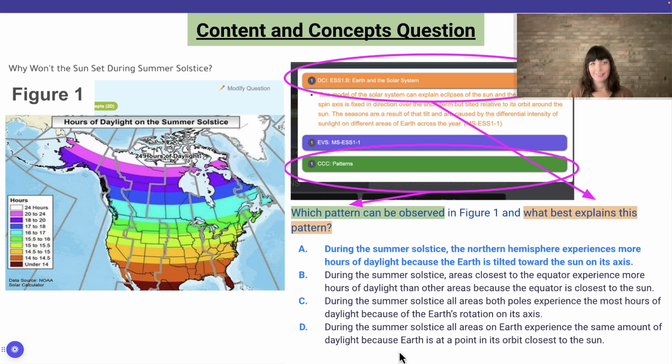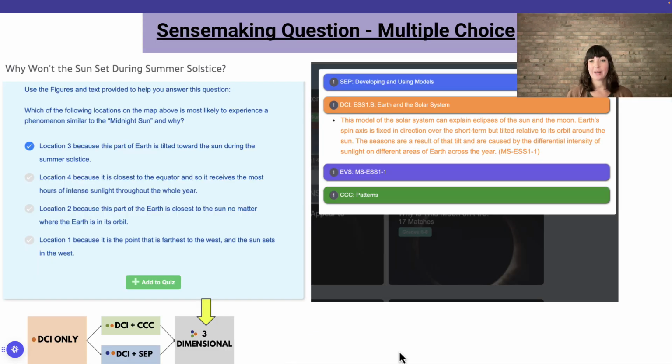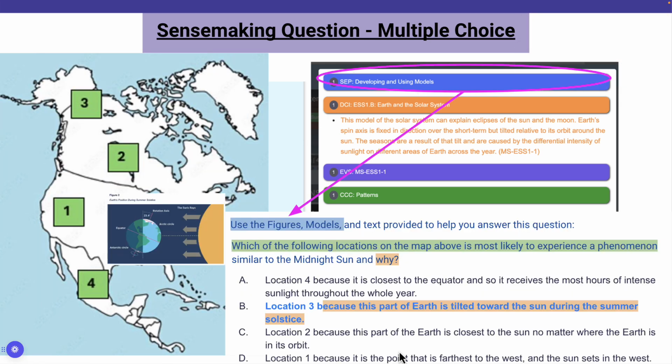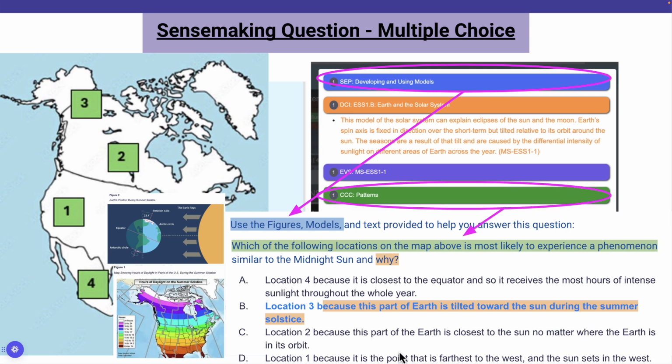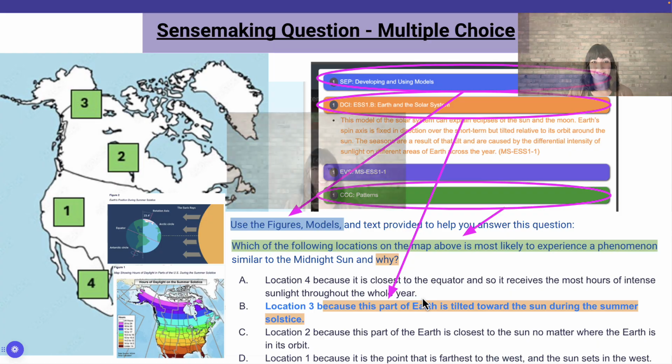Finally, three-dimensional questions require the use of content, practices, and concepts, whether they are multiple choice or free response. Here, students would need to use Figure 2 as a model, addressing the SEP of developing and using models, and recognize the patterns in Figure 1, hitting on that CCC of using patterns to determine cause and effect, to confirm that location 3 would be the most likely to experience this phenomenon of the midnight sun during the summer solstice. This is due to the tilt of the Earth on its axis and how that orients the northernmost parts of the Earth towards the sun, touching on that DCI content knowledge.